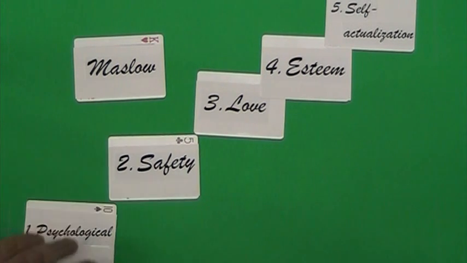Safety needs. With their physical needs relatively satisfied, the individual's safety needs take precedence and dominate behavior. In the absence of physical safety due to war, natural disaster, family violence, child abuse, etc., people may re-experience post-traumatic stress disorder or transgenerational trauma.